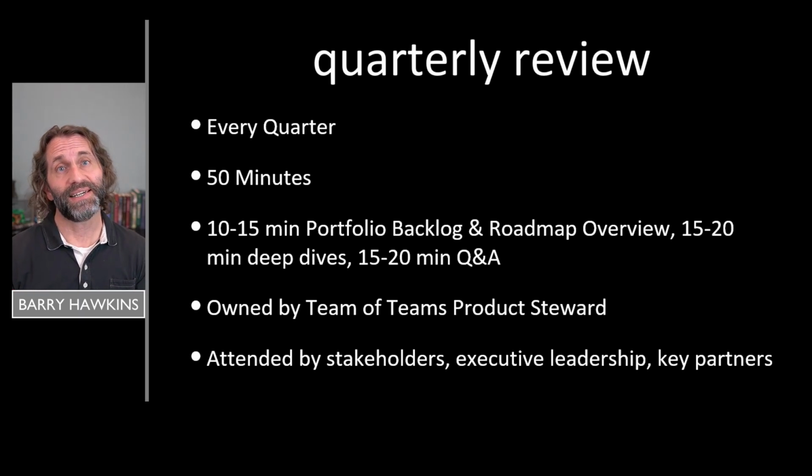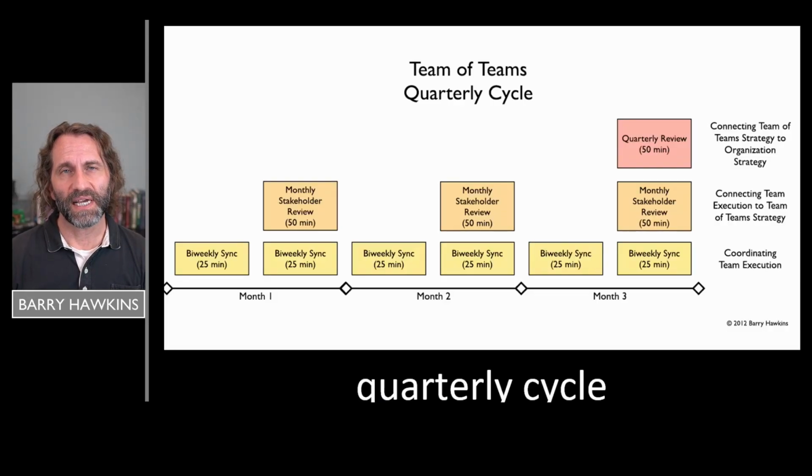The relationship of each of these core events and how they support one another are clearer when we look at them together as the skeleton of the Team of Teams quarterly cycle. You can see here that the biweekly sync at the lowest altitude is coordinating execution across the teams and their dependencies and key collaborators like live operations and customer support. Then at the monthly stakeholder level, we have the team coordination being tied to and associated with where we're going with this Team of Teams unit strategically.